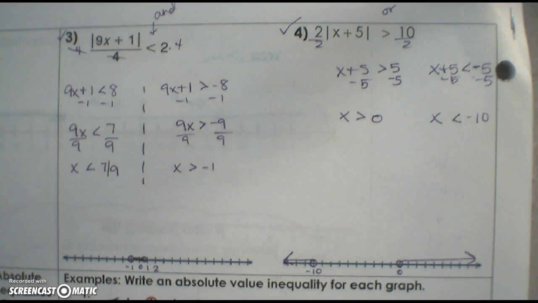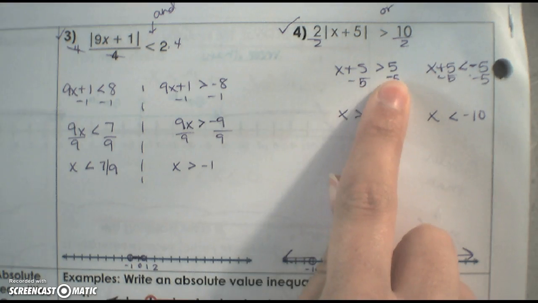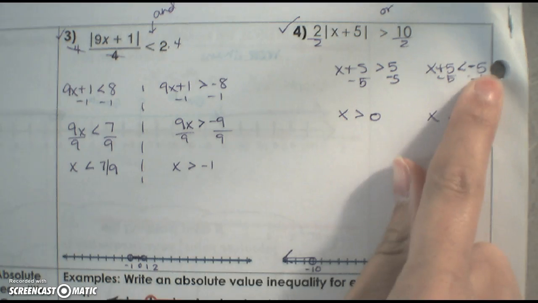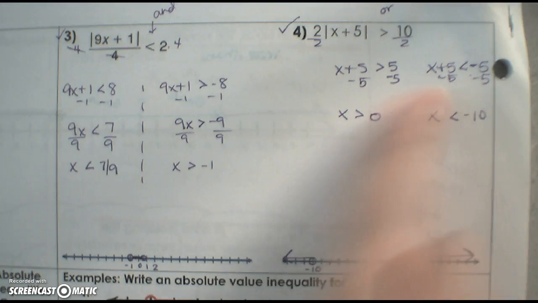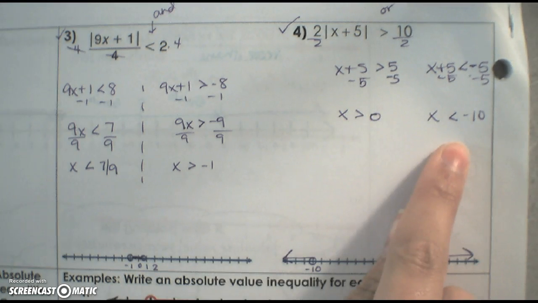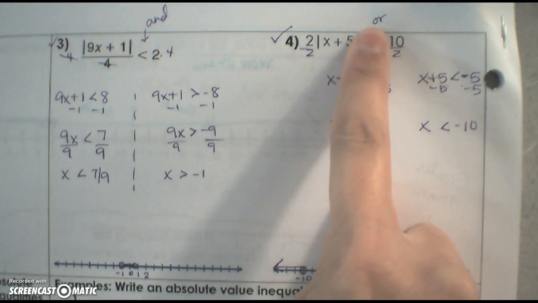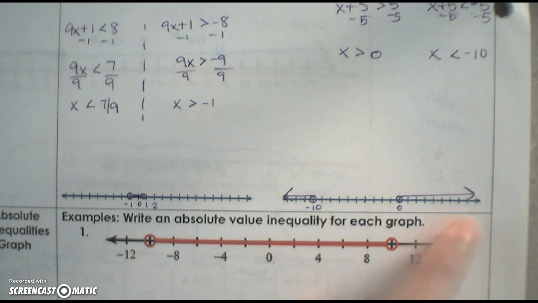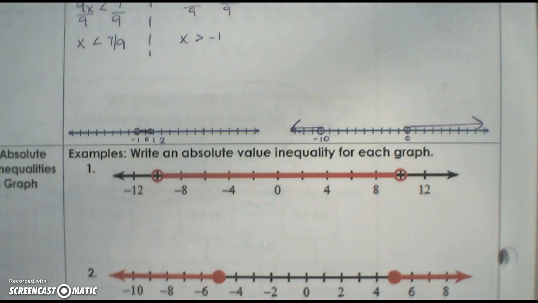All right, so let's go ahead and check. First step, dividing by 2. You're going to have x plus 5 is greater than 5, and x plus 5 is less than -5. Don't forget to switch that sign. Then subtract 5 from both sides on each equation. X is greater than 0, x is less than -10. So again, greater than is going to give you the "or", going opposite directions. So if we look down here, we have greater than 0 going that direction, less than -10 going that direction. Let's take a look at these last few here.